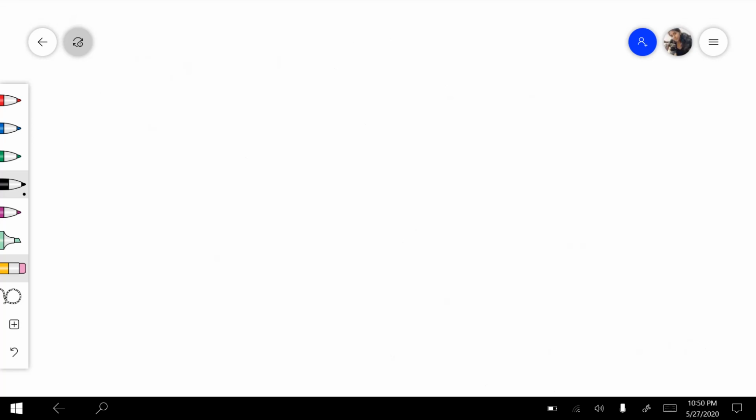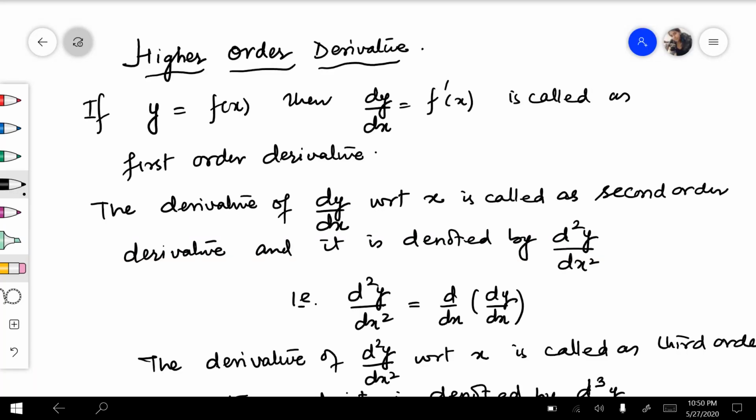In this video, we are going to find out the higher order derivative of the given function. If y is a function of x, then dy by dx equals f dash x is called the first order derivative. If we find the derivative of dy by dx with respect to x, then it is called the second order derivative and it is denoted by d2y upon dx square. That is, d2y upon dx square is equal to d by dx of dy by dx.